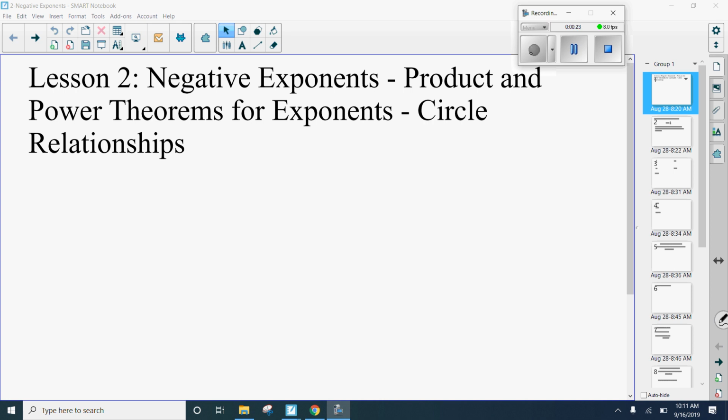We're going to talk about the product of power theorems for exponents. When you multiply like bases, what do you do to the exponents? Remember that? You add them together. And then we're going to talk about circle relationships. So the first two pretty much review, hopefully.